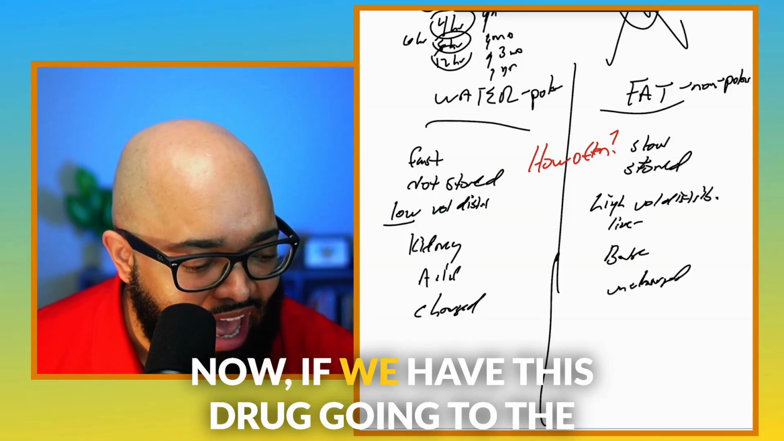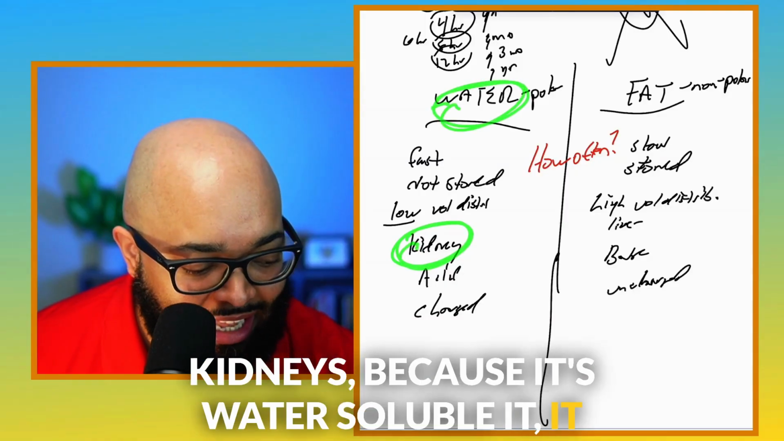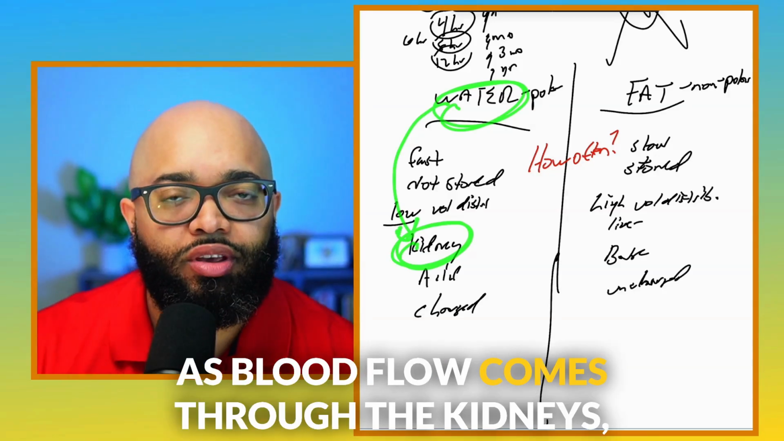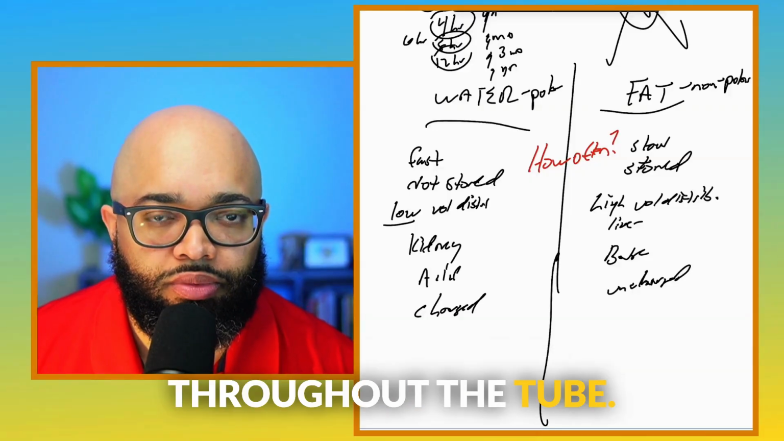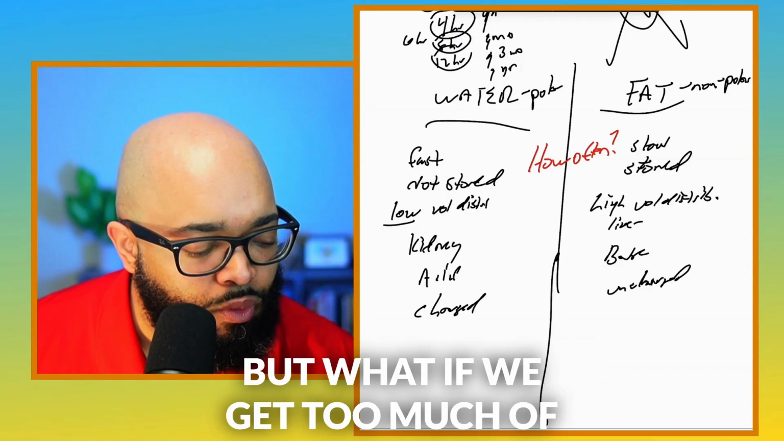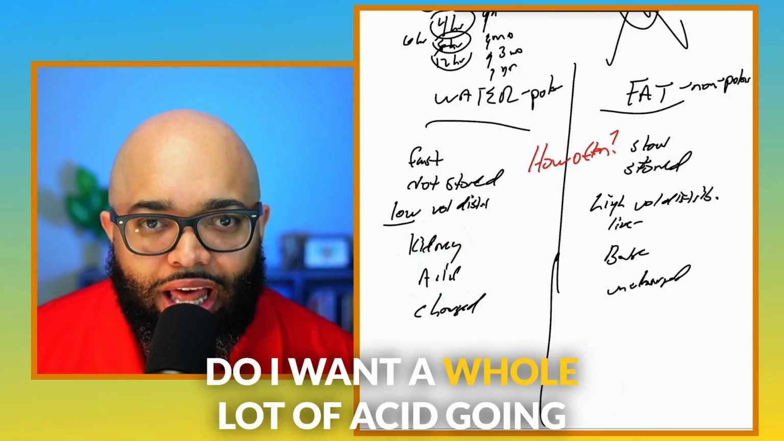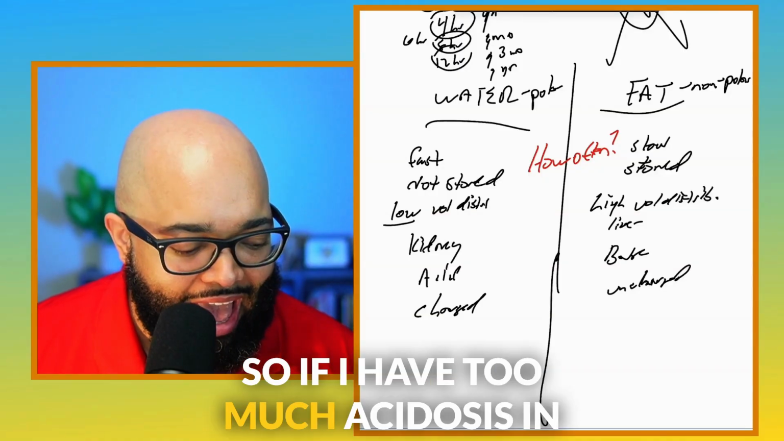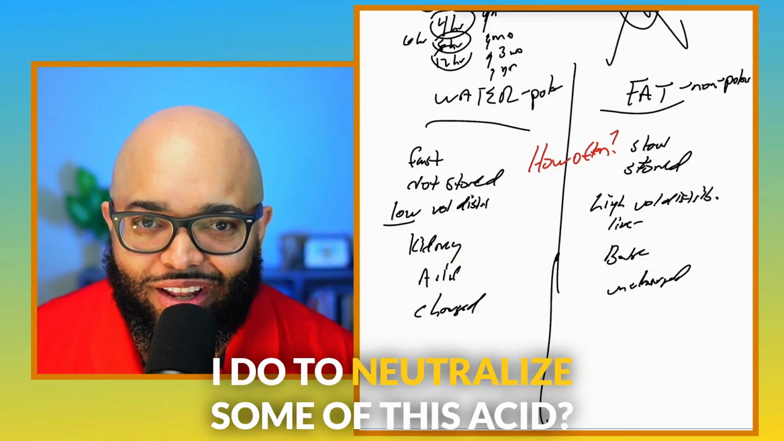Now, if we have this drug going to the kidneys, because it's water soluble, it likes to go where there's more water. There's water throughout the kidneys. As blood flow comes through the kidneys, they filter and produce urine. There's a whole lot of water throughout the tubular system of the kidneys, throughout the nephron. But what if we get too much of this drug going to the kidneys and it behaves like an acid? Do I want a whole lot of acid going to my kidneys? So if I have too much acidosis affecting my kidneys, what could I do to neutralize some of this acid?